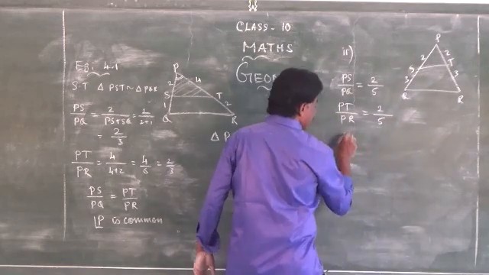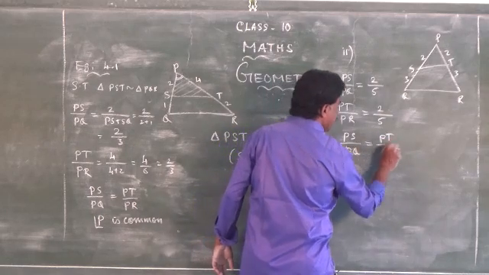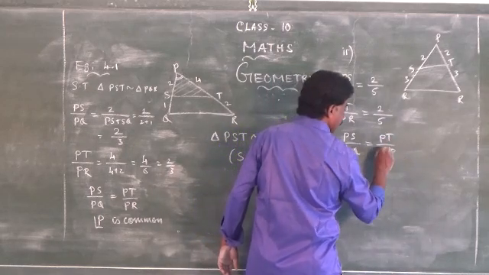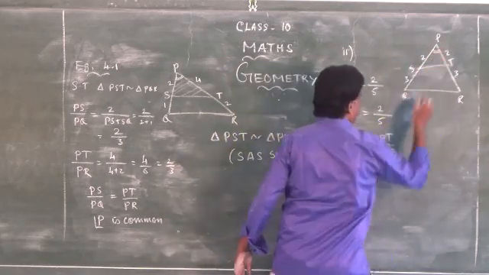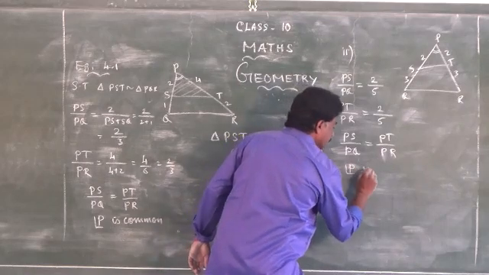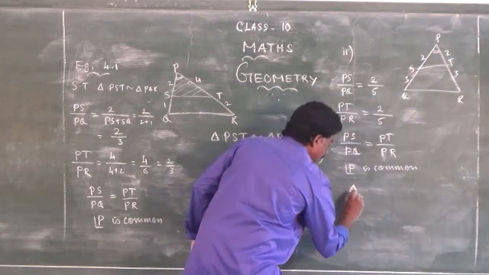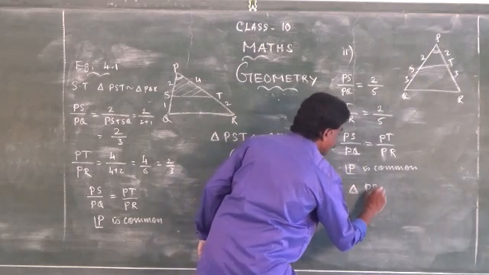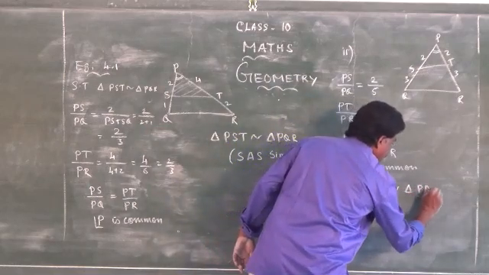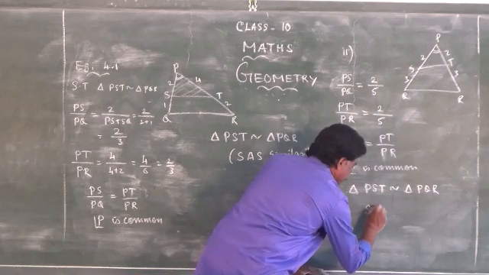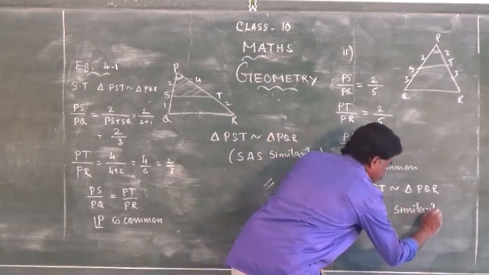Here, PS by PQ is equal to PT by PR. And once again, angle P is common in both. Therefore, triangle PST is similar to triangle PQR by what? By side angle side similarity. So both the triangles are similar.